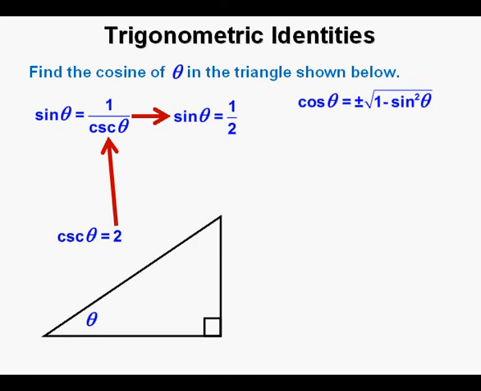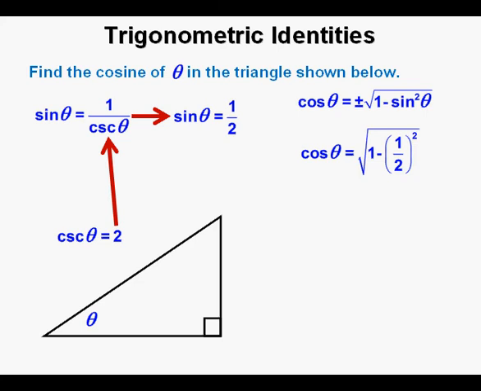Now to find the cosine of theta, we'll pull out this version of the Pythagorean identity, cosine theta equals plus or minus the square root of quantity 1 minus sine squared theta. To use this identity, we'll do two things. First, we'll replace sine theta with 1/2. And secondly, since the angle theta is found in quadrant 1, we will have the plus of the plus or minus. So now we have cosine theta equals the square root of quantity 1 minus 1/2 squared.